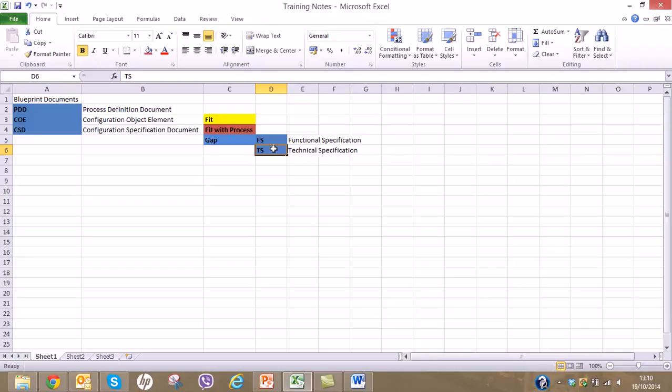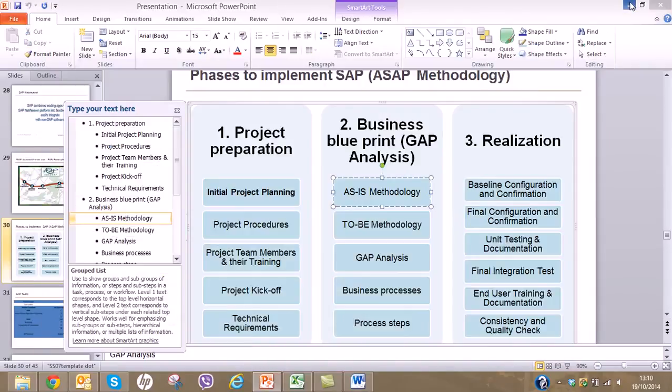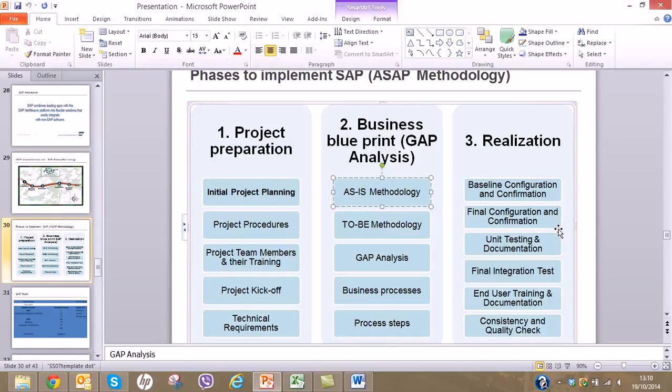But some companies are not very formal, they don't follow these. These are followed by big organizations who are very formal, and who have got big budgets to implement SAP. So this is as is and to be methodology. Now after the blueprint is ready, it should be signed off by the internal team. Internal team means managers, the permanent team.